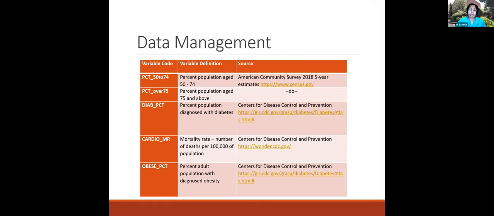This table lists the independent variables that I will be analyzing. The age cohort variables are extracted from the American Community Survey. The comorbidity variables are taken from the Behavioral Risk Factor Surveillance System that is maintained by the CDC. They have different data sets that address different comorbidities, and I access the data from that website.